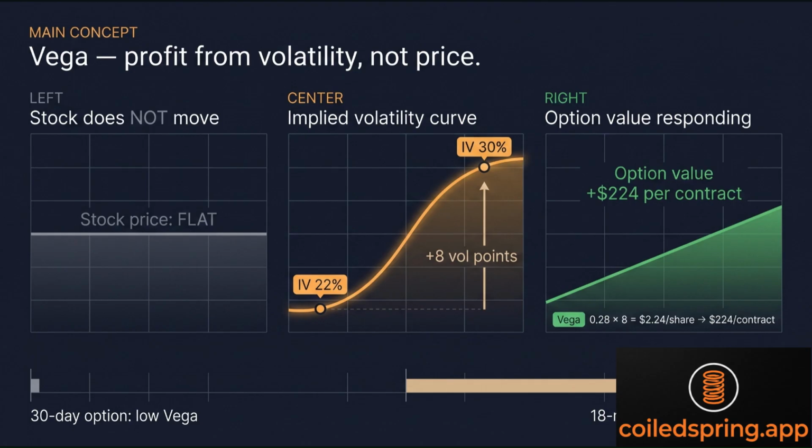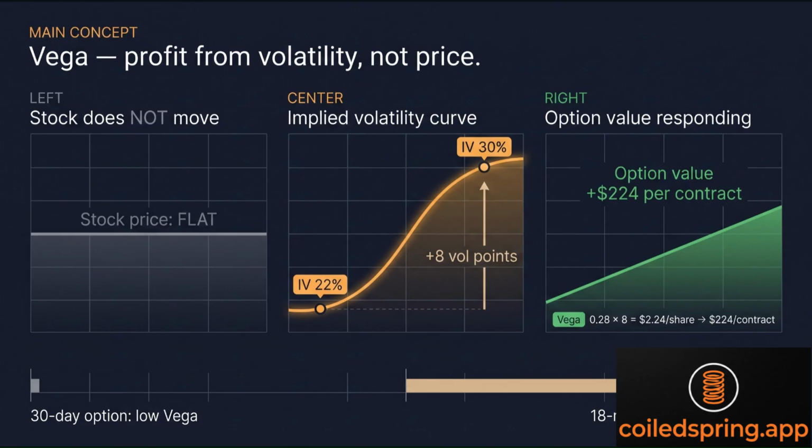You hold a call option with a Vega of 0.28. The stock's implied volatility today is 22%. Something happens in the market, a macro announcement, a sector rotation, broader uncertainty. Implied volatility rises from 22% to 30%. That's an 8 percentage point increase. Your gain per share, 0.28 times 8, is equal to $2.24. Per contract, 100 shares, $224.